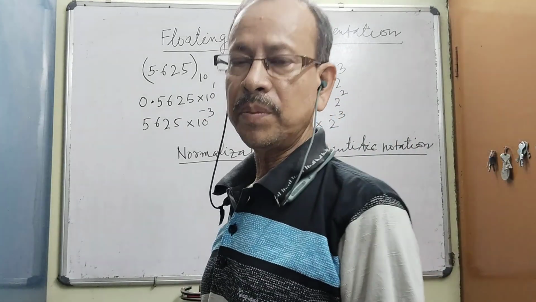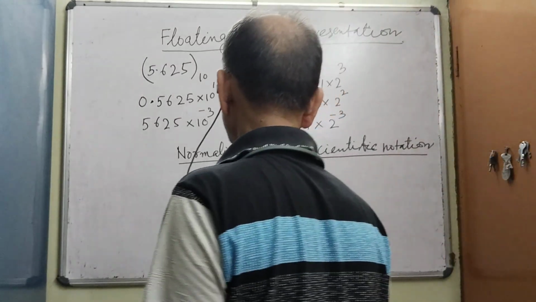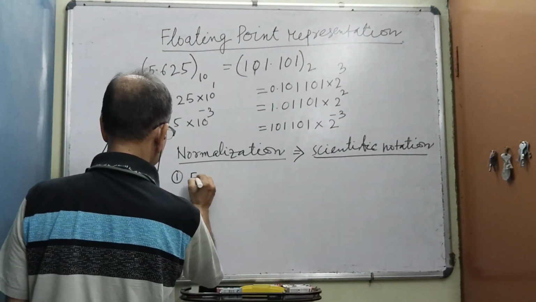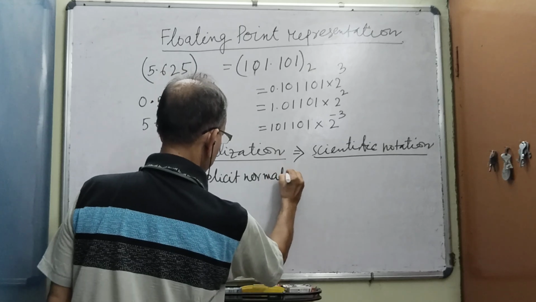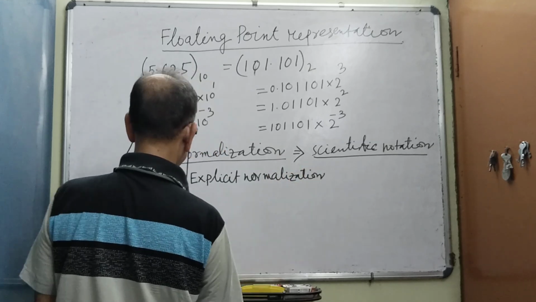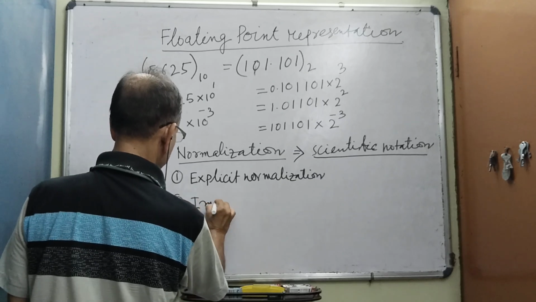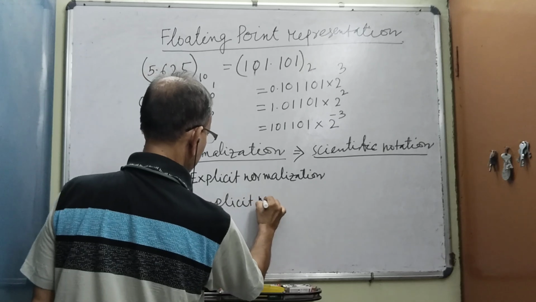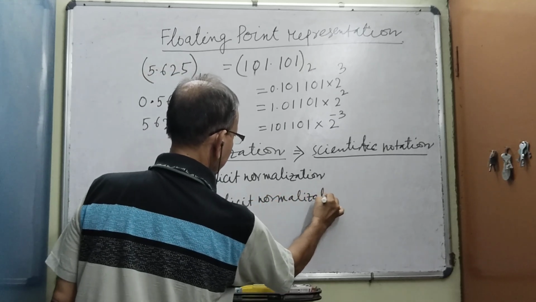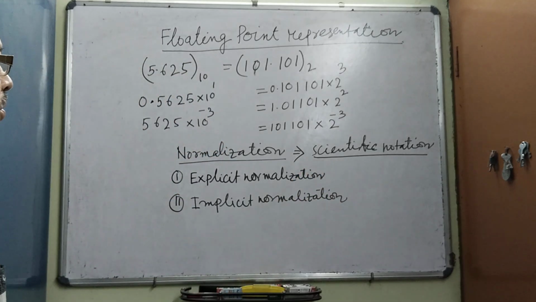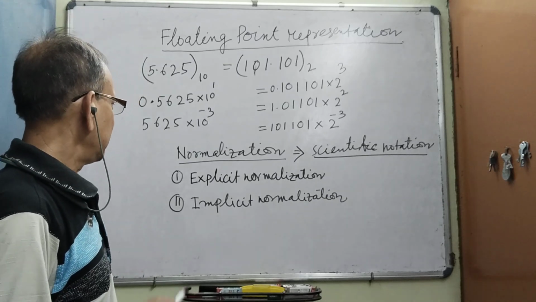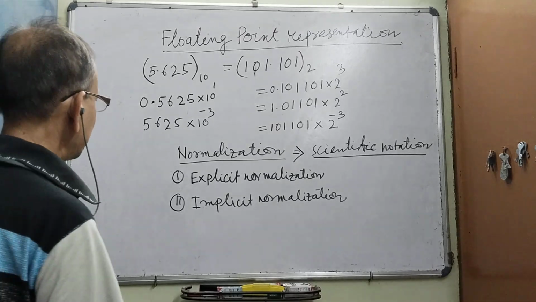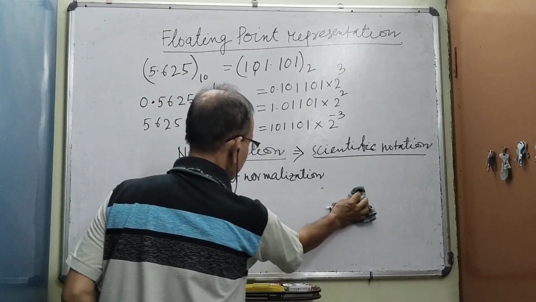So, there are two types of normalization. One is explicit normalization, and the other is implicit normalization. With the help of these two normalizations, we can represent the floating point number in a scientific way. First, we discuss explicit normalization. Now, what is explicit normalization?